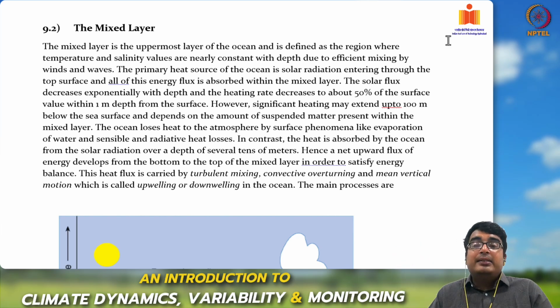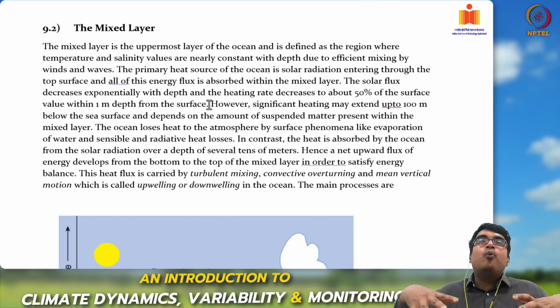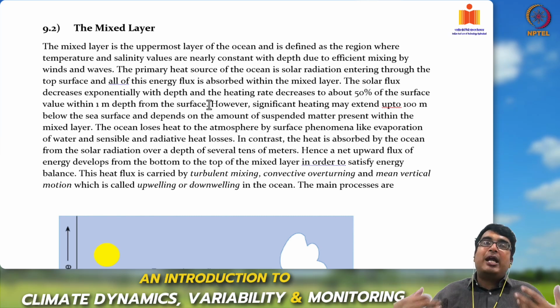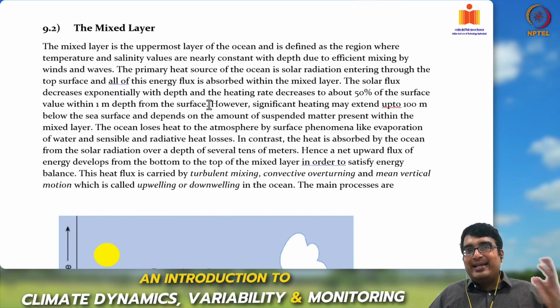Okay. The solar flux decreases exponentially with depth, and the heating rate decreases to about 50% of the surface value within 1 meter depth of the surface. So as soon as the sun hits the water, water is a strong absorber of sunlight, okay, unlike the atmosphere. So within the top 1 meter, 50% of the solar radiation has been absorbed.